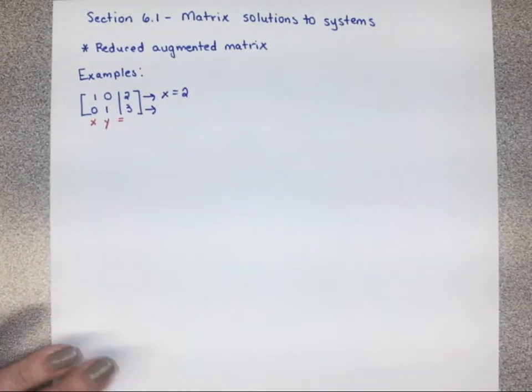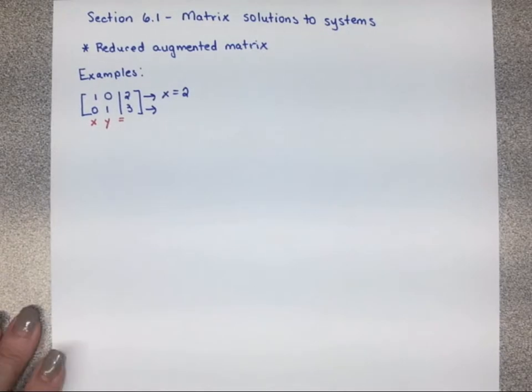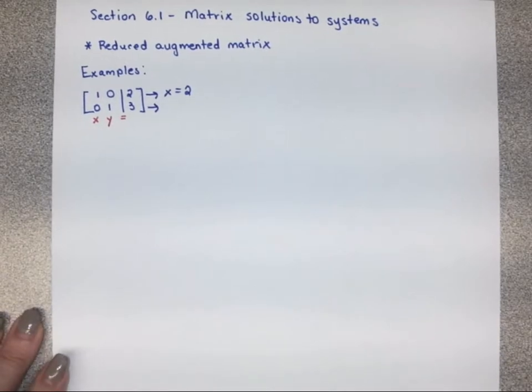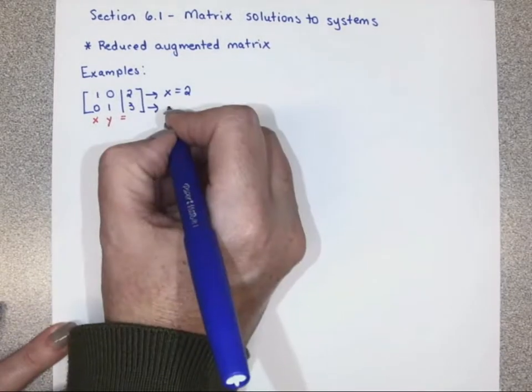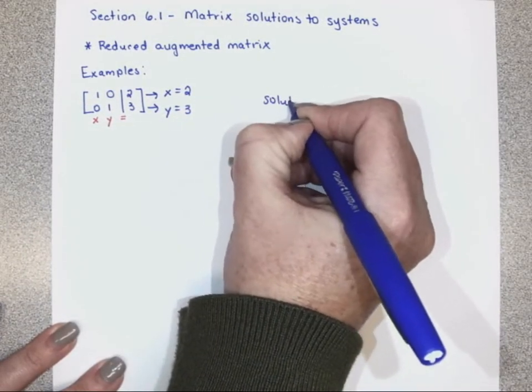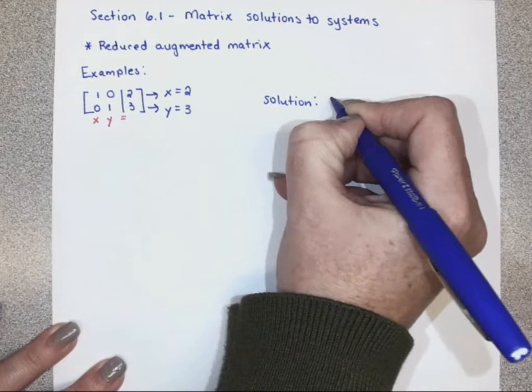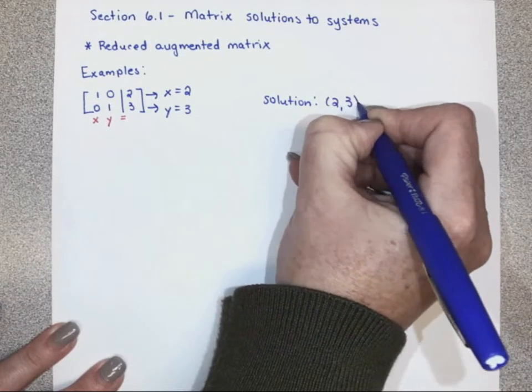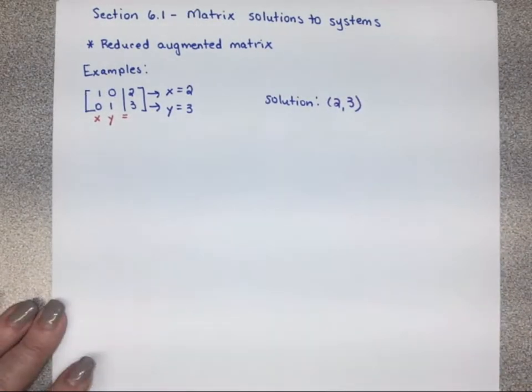What is the second row telling you? Notice there's a 0 where the x is, right? So what's it actually giving you this time? The y is 3, okay? So the solution, if we can get a matrix to look like this, the solution is clear when it's in this format. When it's in this reduced format, and the solution would just be 2, 3.